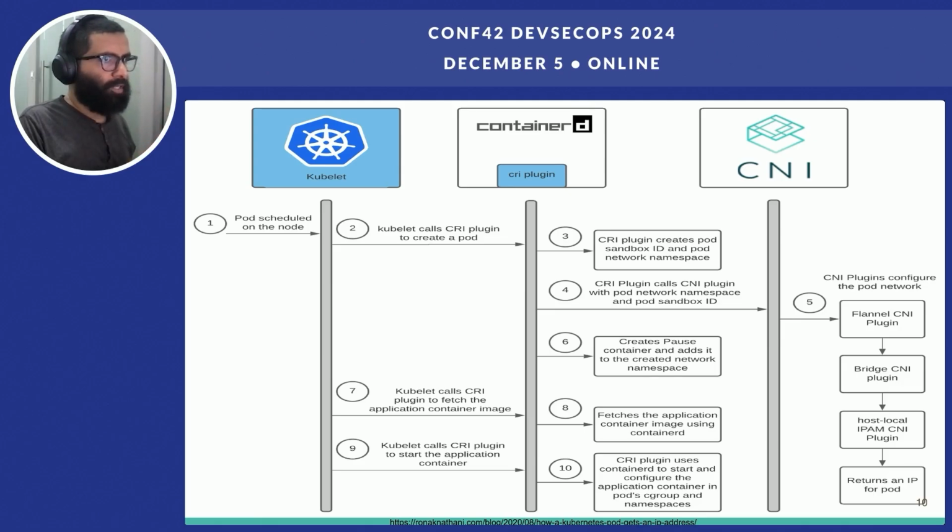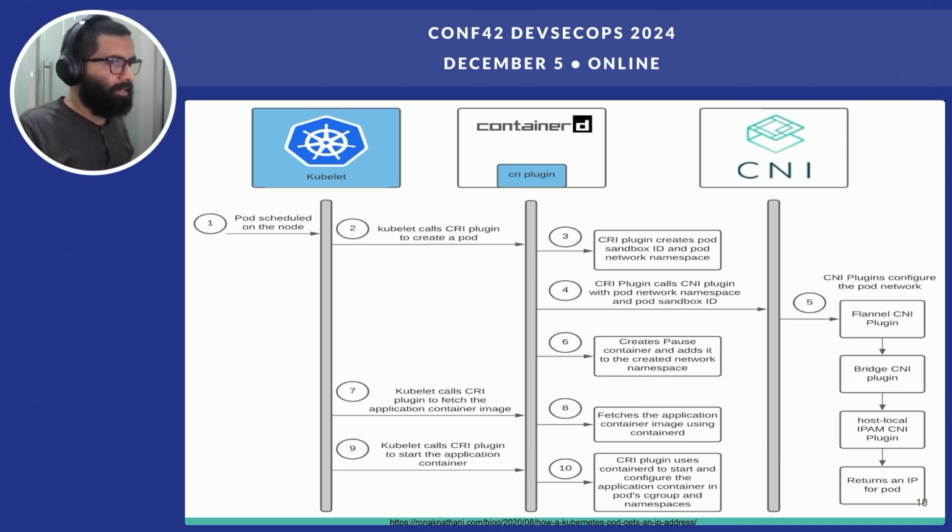Containerd creates a sandbox ID and sets up the pod's network namespace. Containerd then hands off the job of setting up the networking to a CNI plugin, right? Or the Container Network Interface plugin. The CNI plugin works with your chosen networking solutions such as Flannel or Calico or AWS VPC CNI to assign the pod a unique IP address from the available pool.